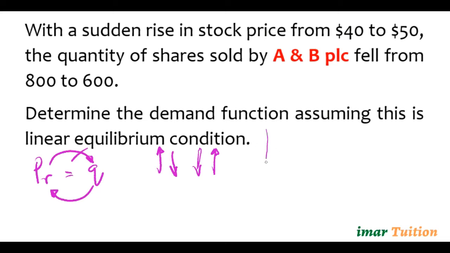If we draw a graph of price on the vertical axis against quantity demanded on the horizontal axis, using this question here, we're going to have some points where our price was 40, and some other points where our price increased to 50. We'll have a point where our quantity demanded was 600, and another point where our quantity demanded became 800.